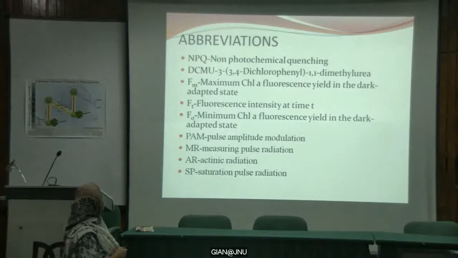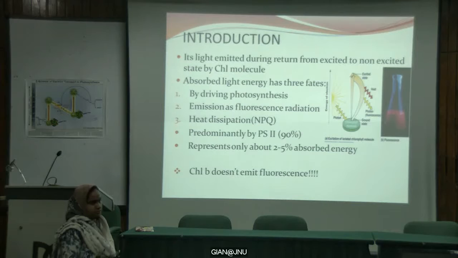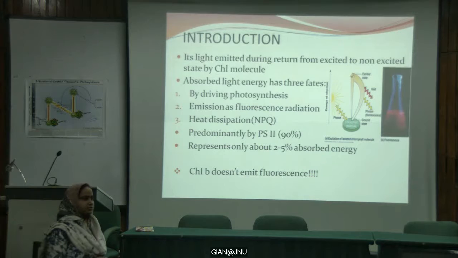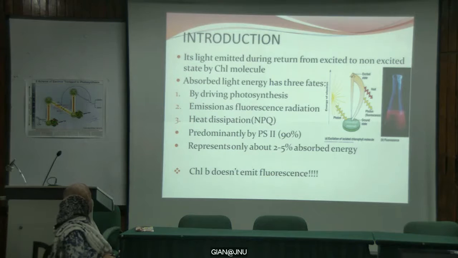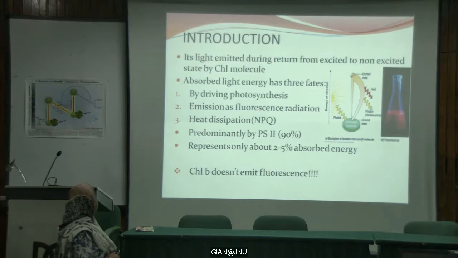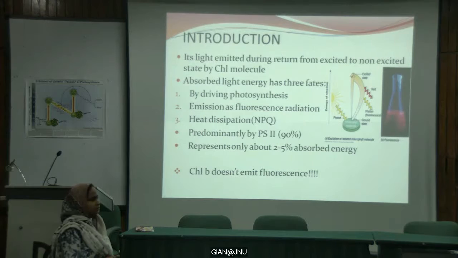It comes from excited state. When the light is absorbed by a photosynthetic tissue, it can be absorbed and used for photosynthesis, and it can be emitted as a photon. Fluorescence is predominantly shown by photosystem 2. About 20% is shown by photosystem 1. In photosystem 1, there is a steeper redox gradient, and the distance between electron acceptors and donors is more. So it's largely shown by photosystem 2.